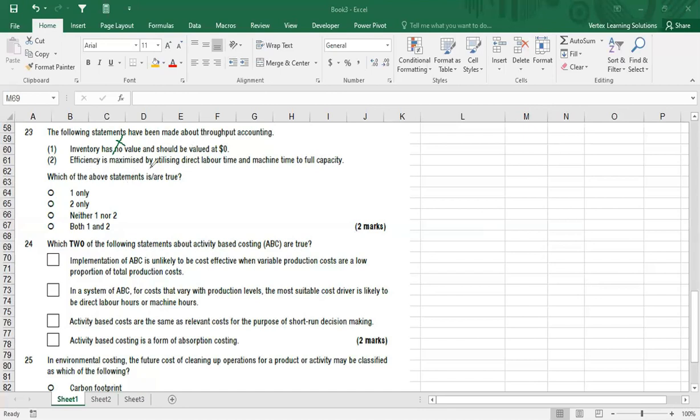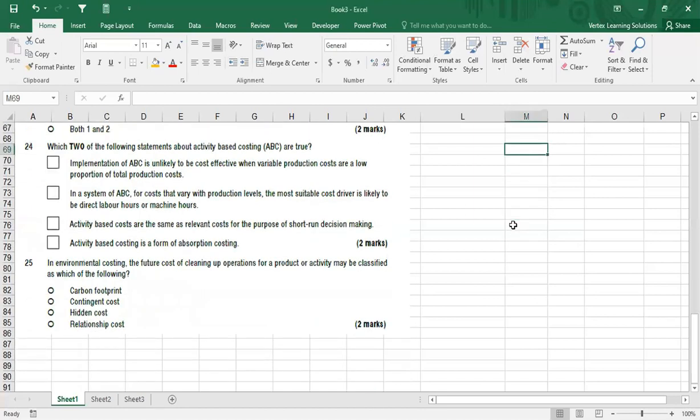And efficiency is maximized by utilizing direct labor time and machine time to full capacity. No, not direct labor time and machine time. Actually, efficiency is maximized by utilizing the bottleneck resource to the maximum. Not about labor or machine hours, but about the bottleneck resource. So the answer should be neither one nor two. Both statements are wrong.